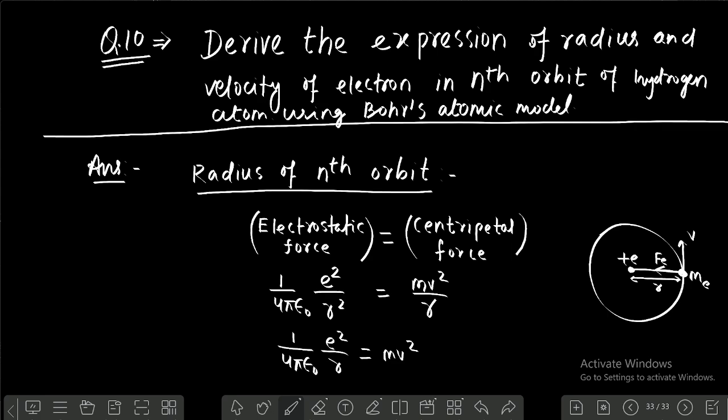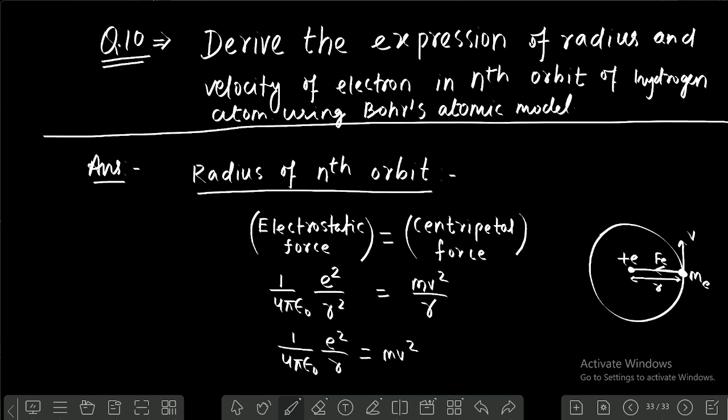See, for hydrogen atom, in the nucleus only e is there, plus e. One proton is there. Suppose they tell any other atom, then we will take plus Ze like that. Z e. Yes or no?